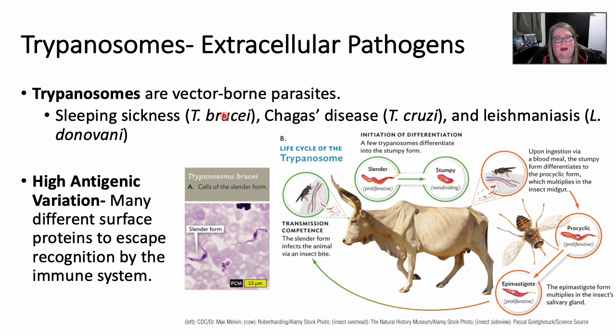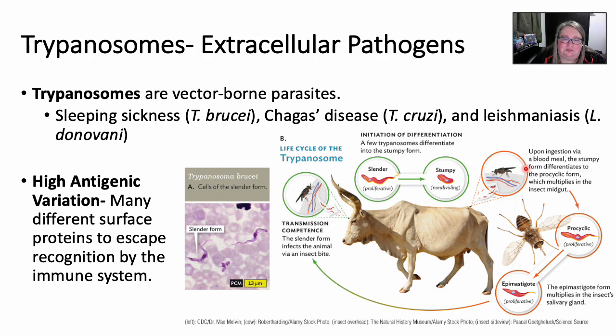African sleeping sickness is transmitted by the tsetse fly, T-S-E-T-S-E, and it's done by blood meal. So we have our uninfected tsetse fly. It's going to land on this cow. What's important to note about sleeping sickness is it doesn't only affect humans, it infects livestock as well. The tsetse fly is going to take a blood meal from the infected cow.